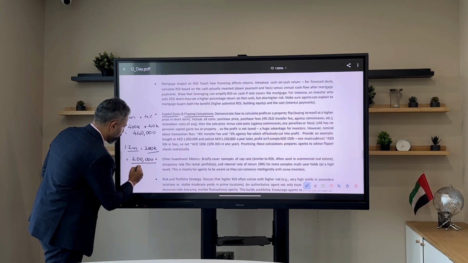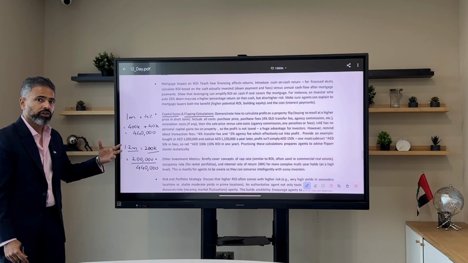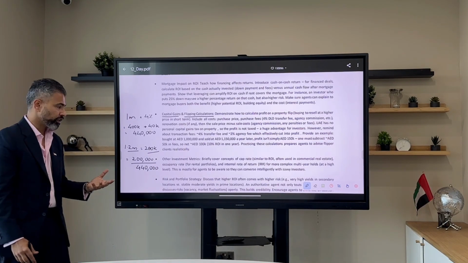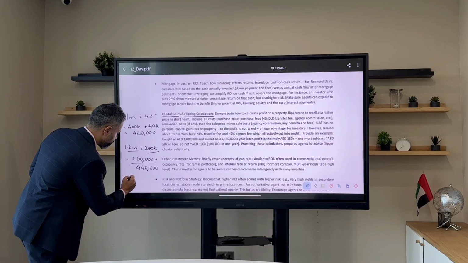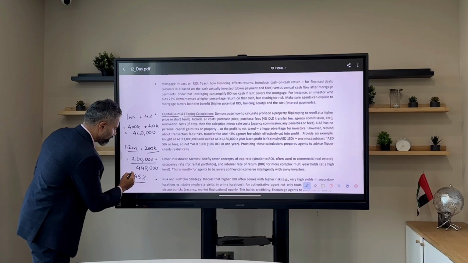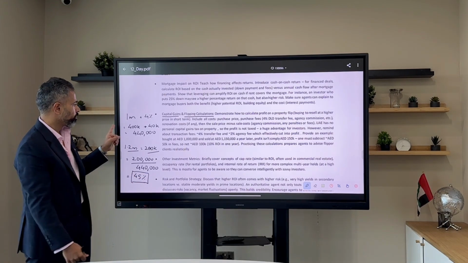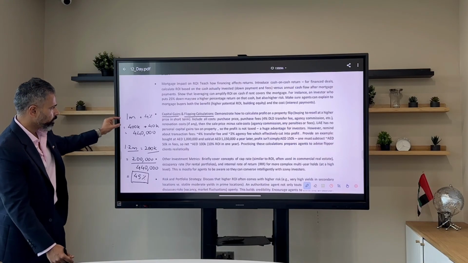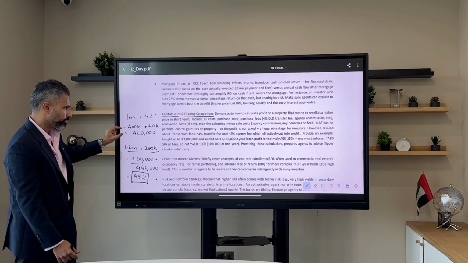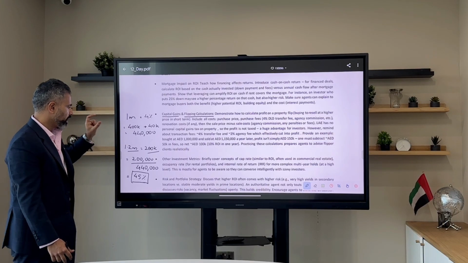200 divided by 440,000. Based on that calculation, you're able to calculate what kind of return you're generating. This probably comes up to be close to 45% or so. That's the return on equity that you're generating based on property flipping. Because you bought it for that much, 1 million, you only paid 40%, you held it for 1.5 years or so, and you sold it at that.